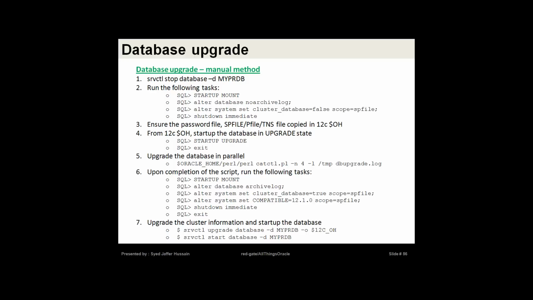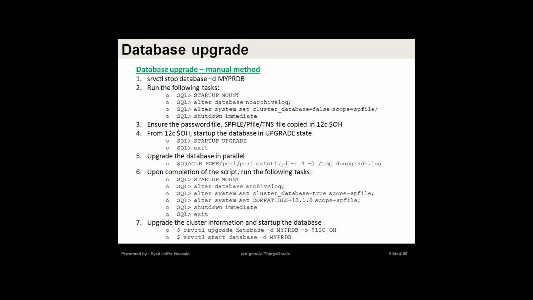If you disable the archive log mode, then your upgrade will be a little bit faster. If you have your database in no archive mode already, which I don't think so, because it is unlikely that any production database will be running in no archive mode. And then for a RAC database, you need to make sure the cluster database parameter is turned to false.